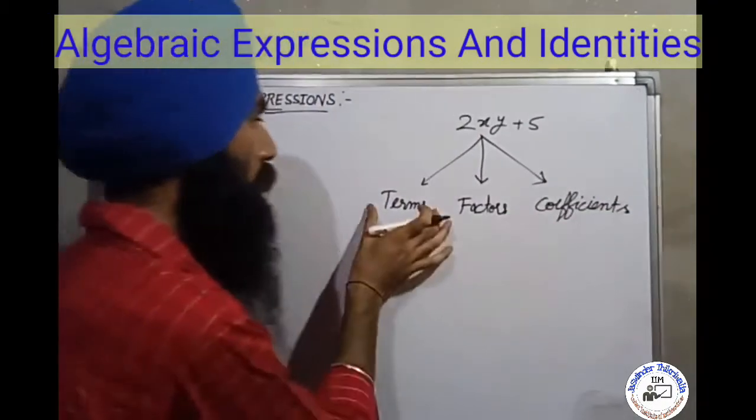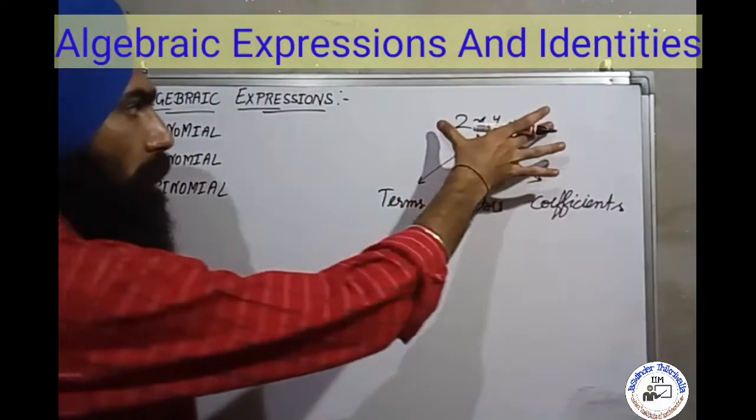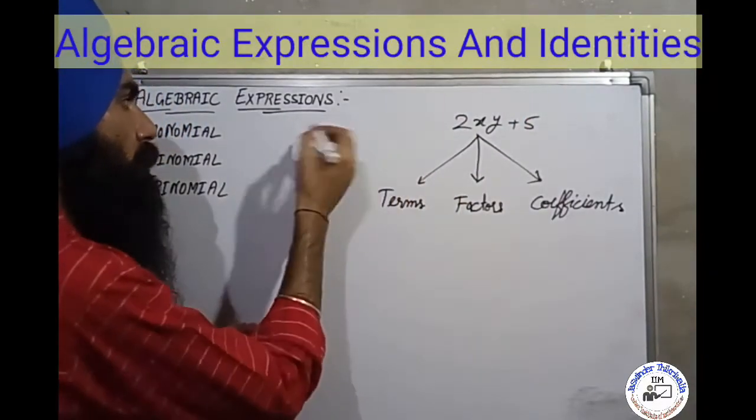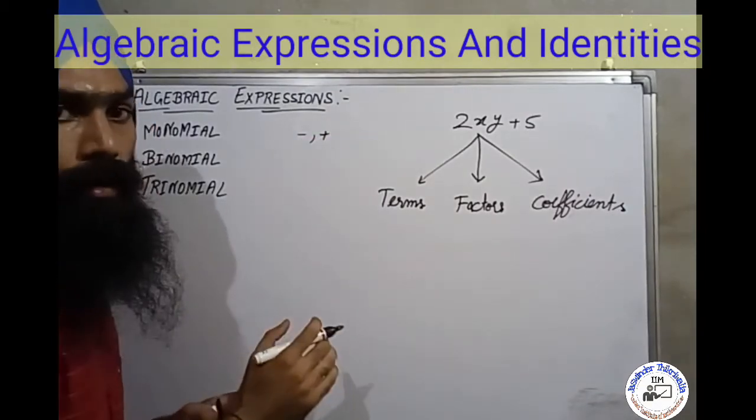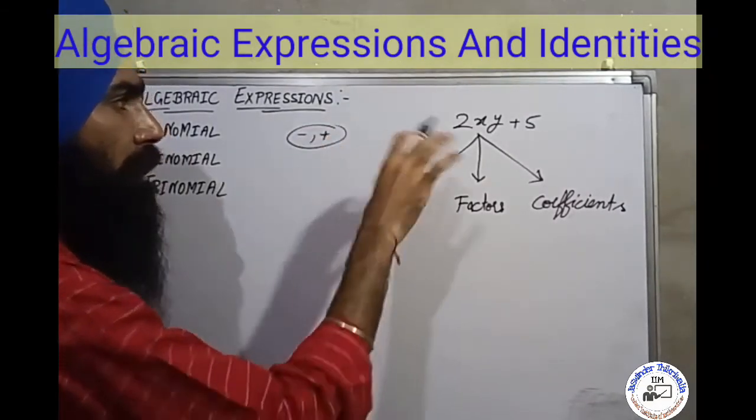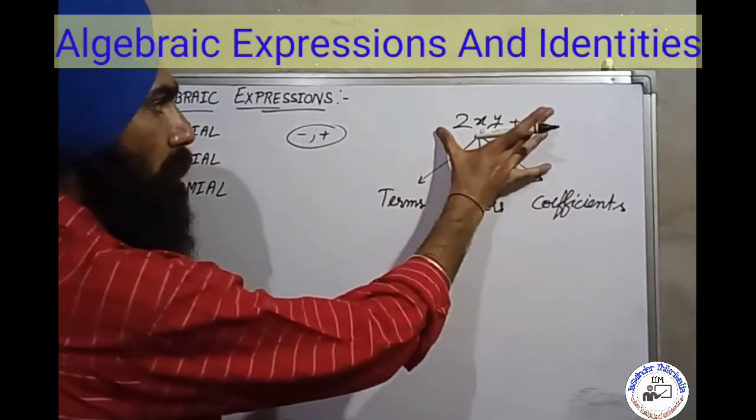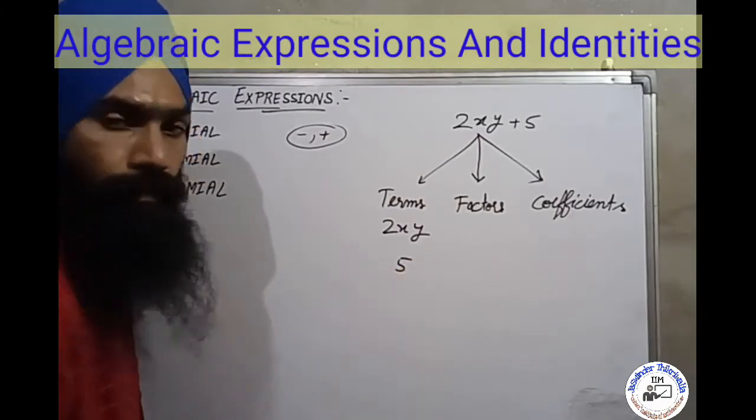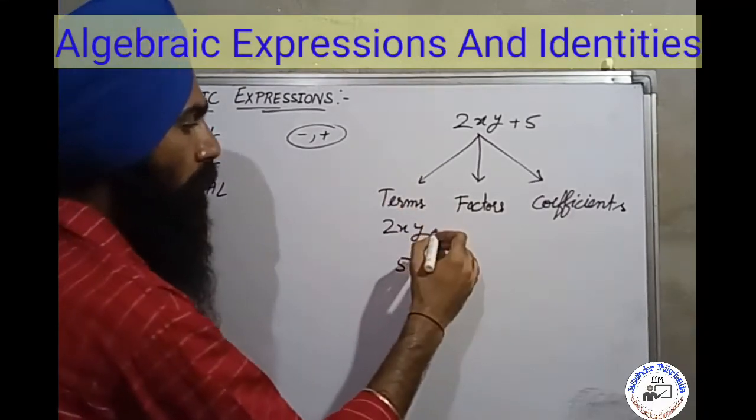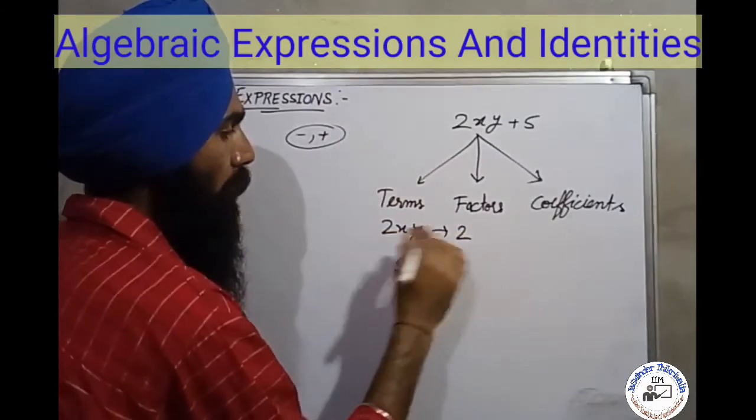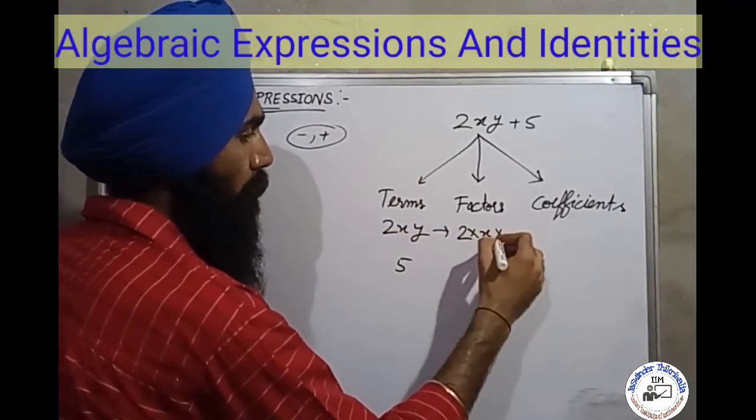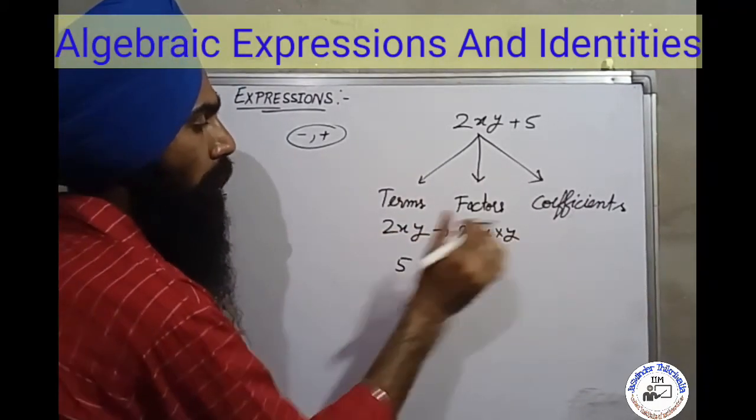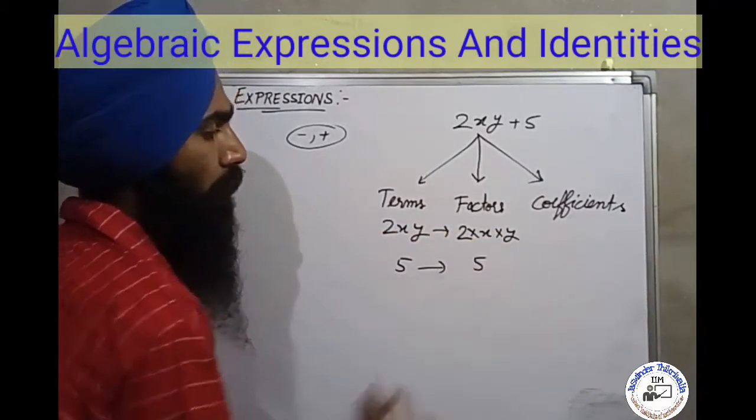Now first of all, what are terms? In an expression, terms are separated by operators. Which type of operators? Plus and minus. These operators separate the terms of an expression. In this expression there are two terms. First one is 2xy, second is 5. The factors of 2xy are 2, x and y, because it is a combination of these three, 2 into x into y. Then the factor of 5 is 5 only.